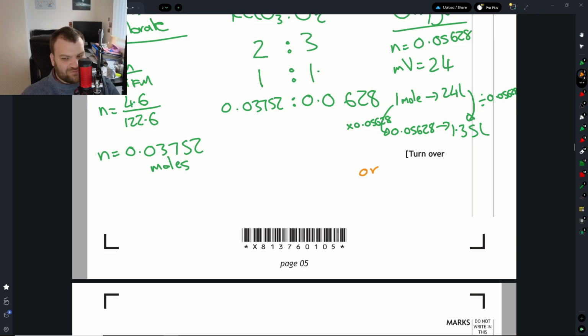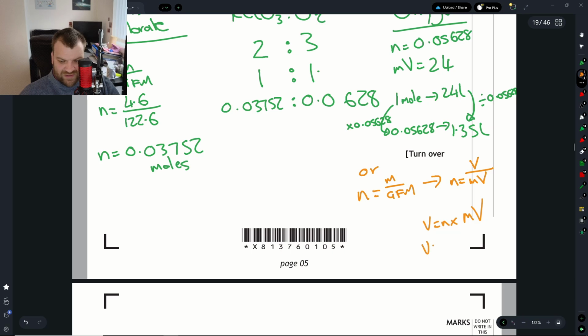Another option for doing this question is to derive a formula. Is to derive a relationship from n equals m over GFM. The number of moles is still number of moles. Instead of mass, we're talking about the portion of the volume we're dealing with. GFM is the mass of 1 mole. Molar volume is the volume of 1 mole. Doing it that way, volume will equal n times molar volume, which still gives us 0.0562 times 24, which would still bring us out as an answer of 1.35 litres.